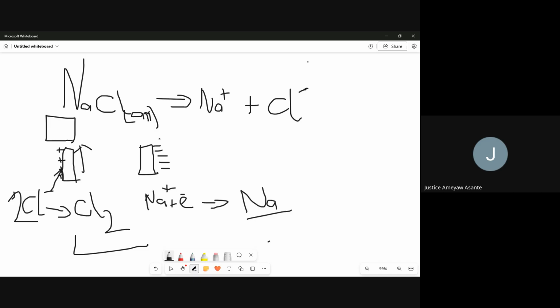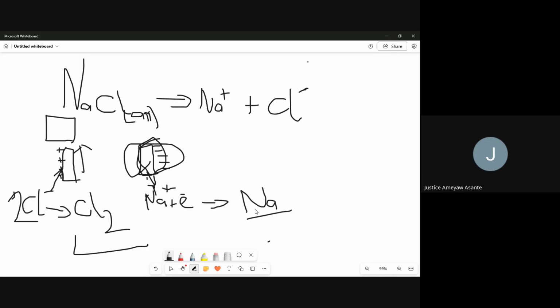Then at this cathode, you will see precipitate forming around it, or falling off from the cathode, and that becomes sodium. So this is what takes place. This is about the electrolysis. In electrolysis, it is just passing electricity to separate ions in solution.